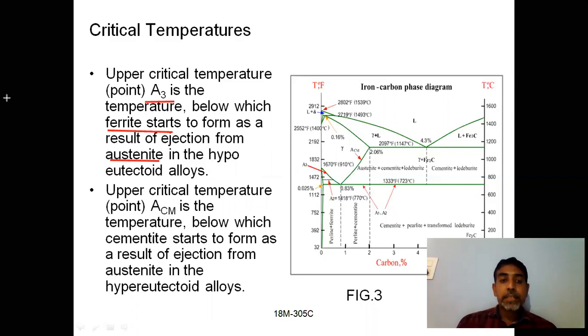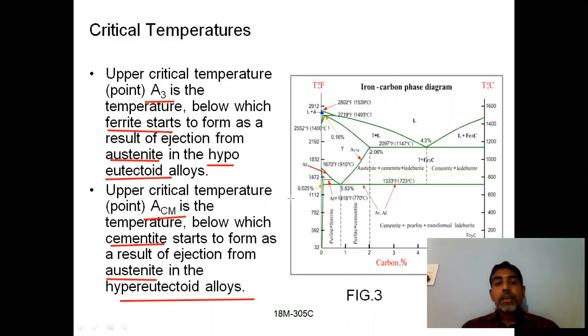Okay, and if you see here, the upper critical temperature Acm is the temperature below which cementite starts to form from the rejection of austenite. So just remember here, from austenite you are going to get cementite at Acm in the hypereutectoid alloys. This is hypereutectoid, this is hypoeutectoid. So A3 will occur in hypoeutectoid alloys and Acm will occur in hypereutectoid alloys.